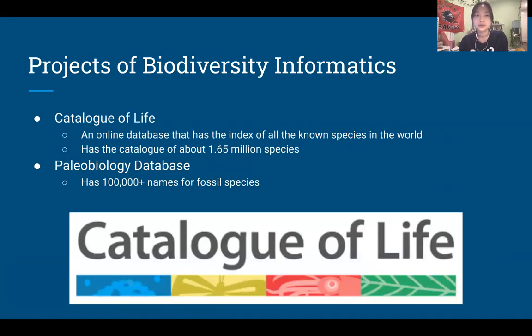So there are a few main projects of biodiversity informatics and a few key features that biodiversity informatics brought about. One is the Catalog of Life, which is an online database that has the index of all the known species in the world, which includes about 1.65 million species, and it's all accessible to us. The Paleobiology Database is a fossil database, which is like the Catalog of Life, but it is for fossil species which are extinct, and it has 100,000 plus species.